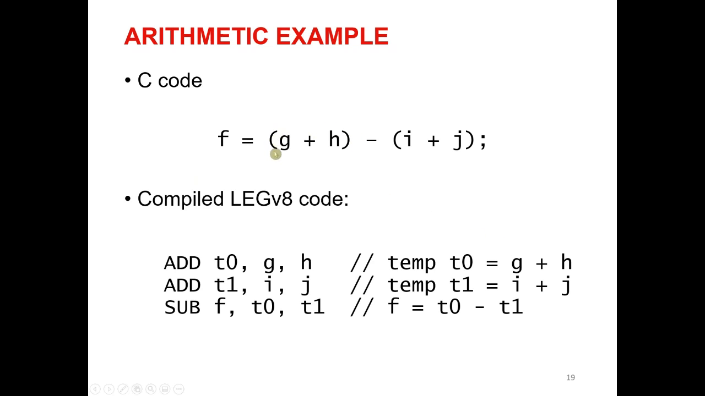Okay, so in the first line, we are doing this addition. In the second line, the same, we are doing this addition. So the first addition is stored in a temporary register called T0. The second operation is stored in a temporary register called T1. And then the final operation is a subtract, which I place in the final value F. Okay, I give you some time to see the equivalence. I think that is clear.